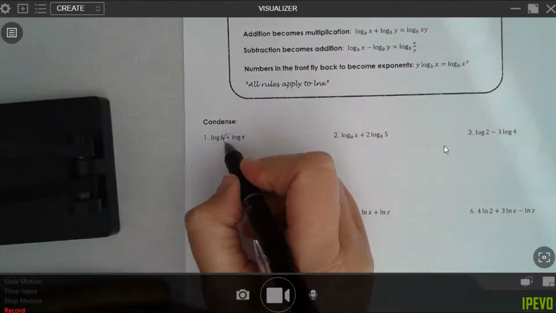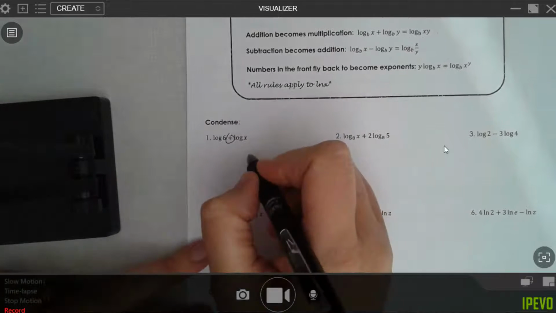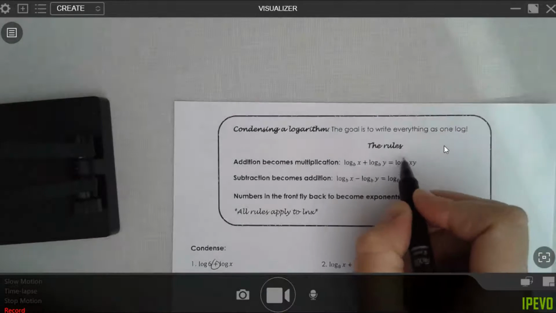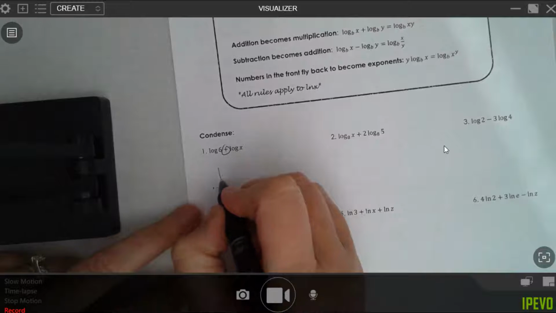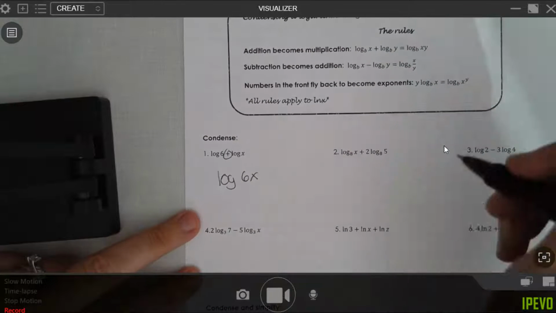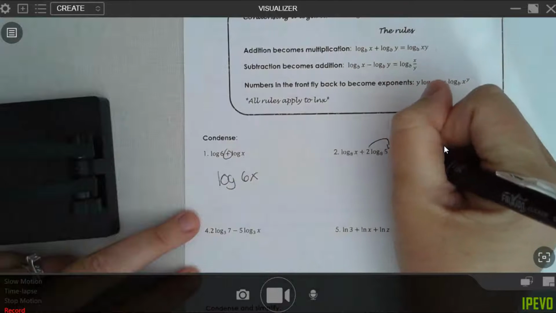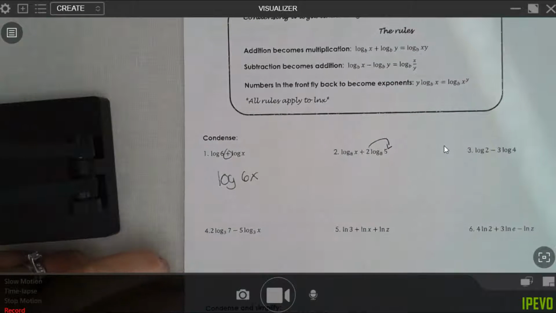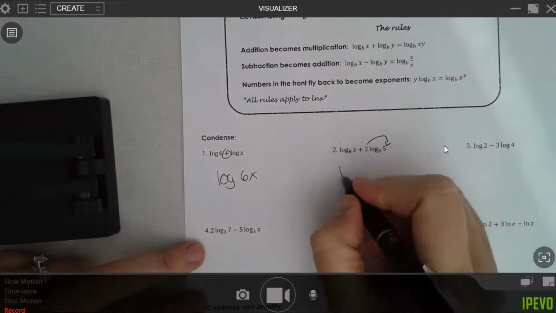So if this was addition, that means it was multiplication, and you only write the log one time, you guys. Don't write it multiple times. So it's going to be log of 6x. So on number 2, where did the 2 come from? It was an exponent. So you put the exponent back up there and then rewrite it and see if you can get the answer.